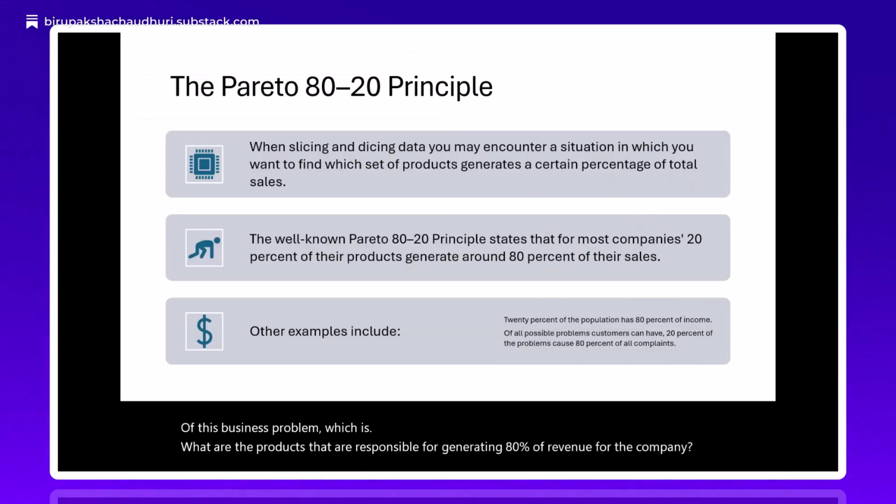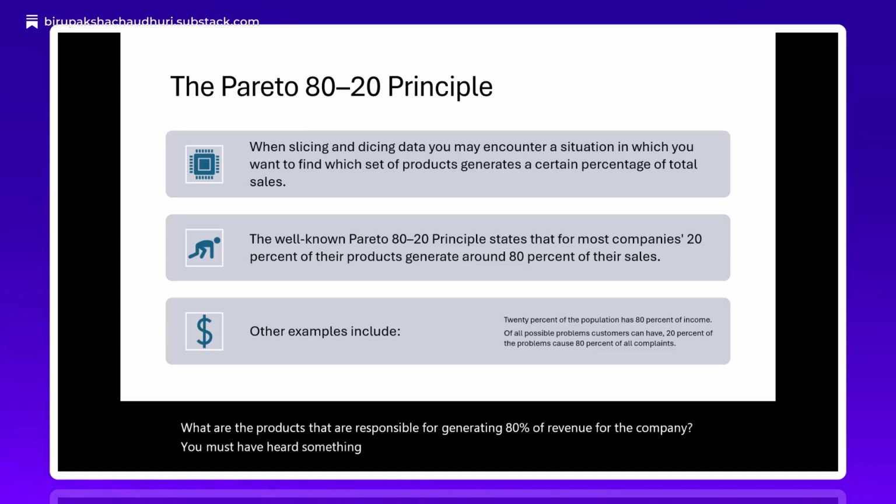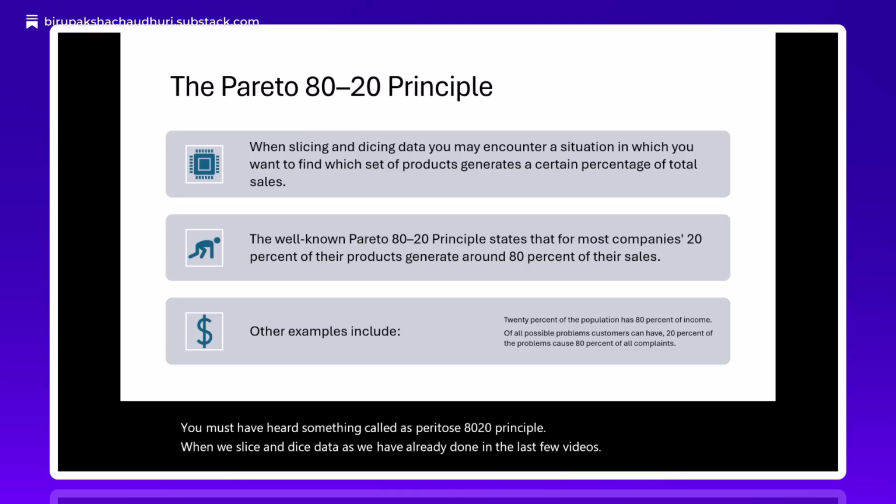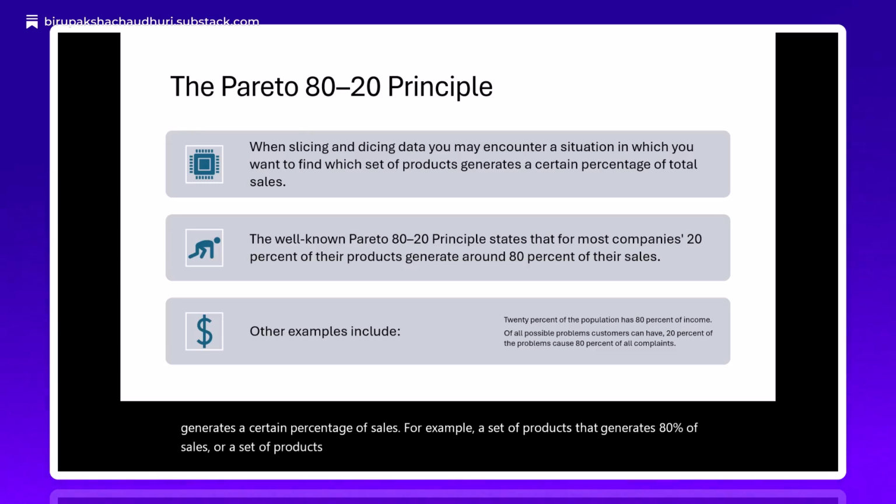You must have heard something called Pareto's 80-20 principle. When we slice and dice data, as we have already done in the last few videos, we sometimes encounter a scenario in which you want to find the set of products that generates a certain percentage of sales. For example, a set of products that generates 80% of sales, or a set of products that generates 50% of the sales for the company.